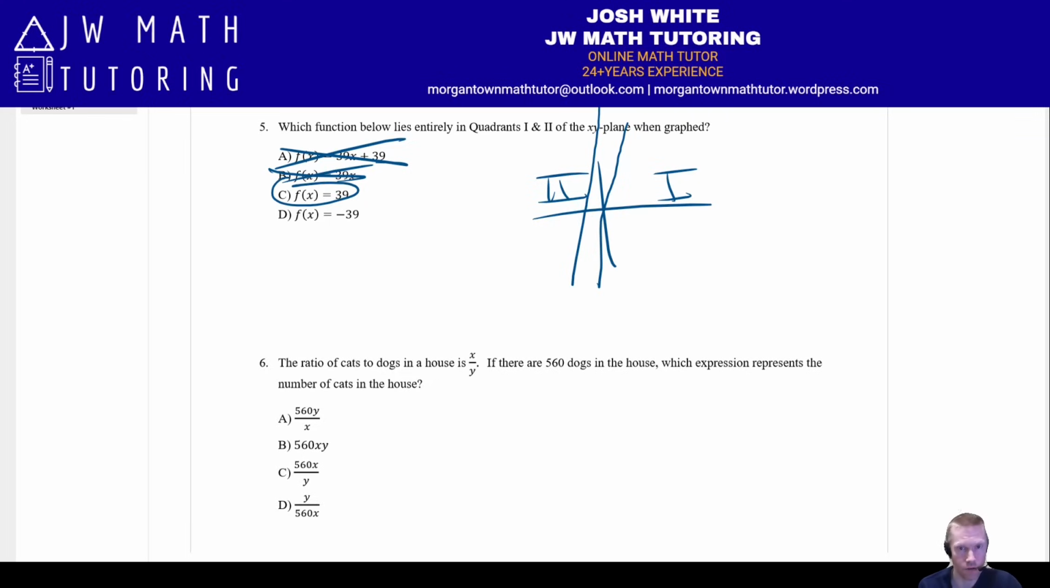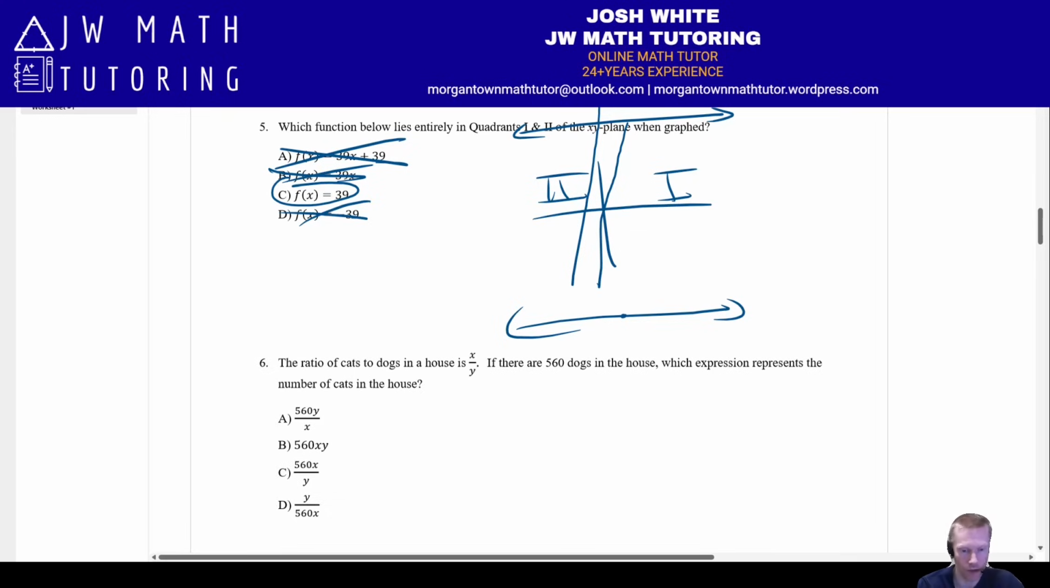This is just y equals 39. It's way up here. It's a horizontal line. It's only in 1 and 2. And D is obviously wrong. That's going to be way down here at negative 39, quadrants 3 and 4. So the correct answer to this one is C. You could also just graph them out, and visually see it as well in Desmos.